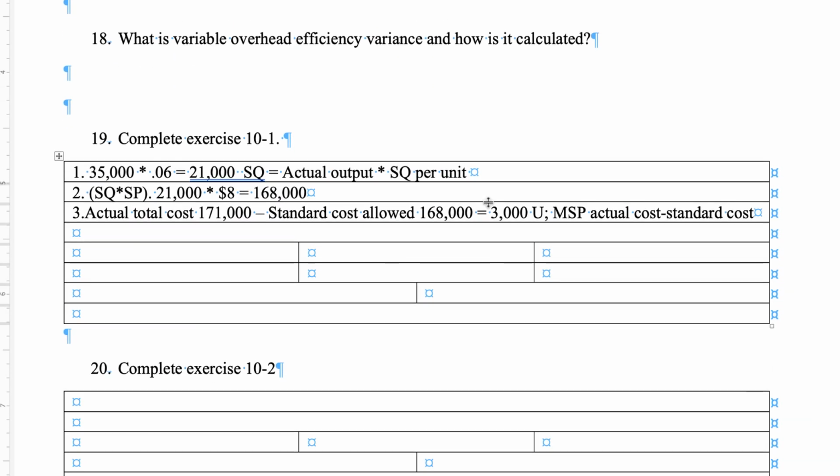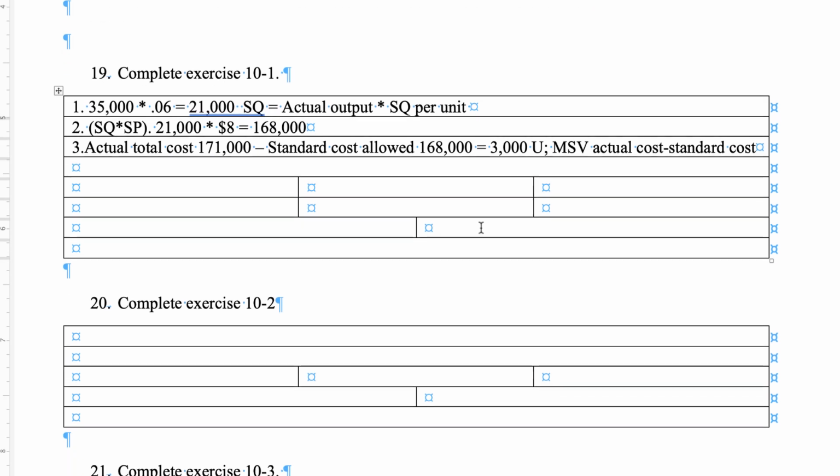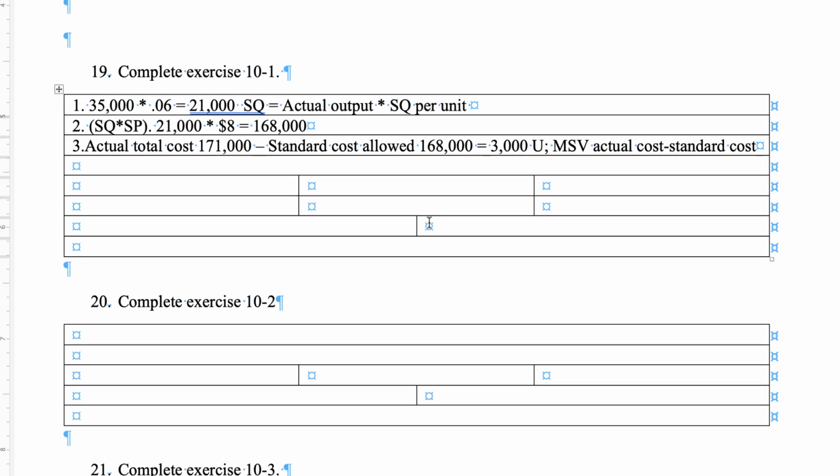So that's how we figure out the material spending, not PV, for variance. Now we're going to go ahead and break this down into price variance and quantity variance. So this 3,000 that we're unfavorable, where does it come from? Does it come from price, or does it come from quantity, or does it come from a combination of the two? Let me show you what I mean.